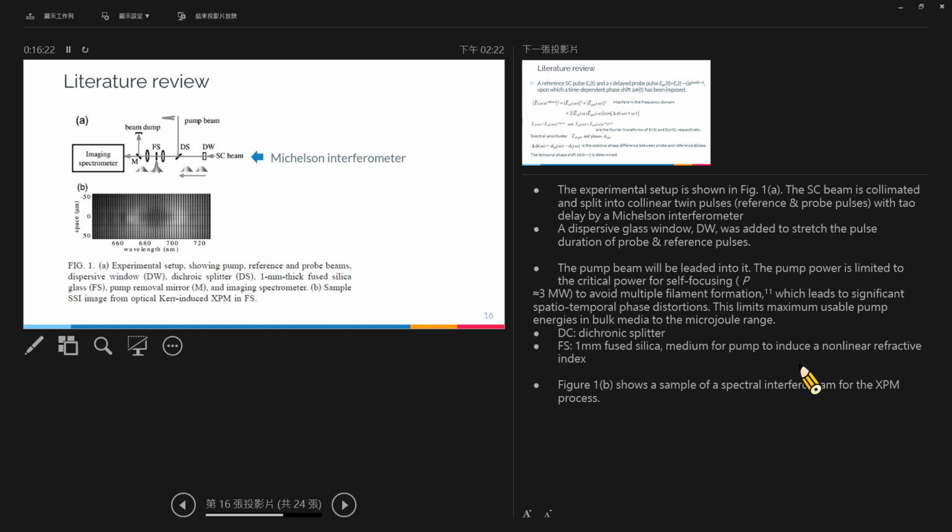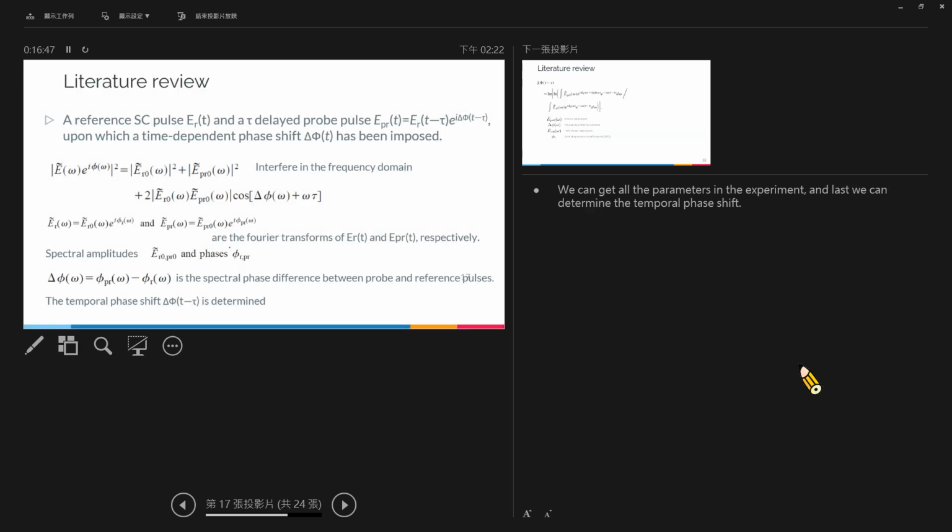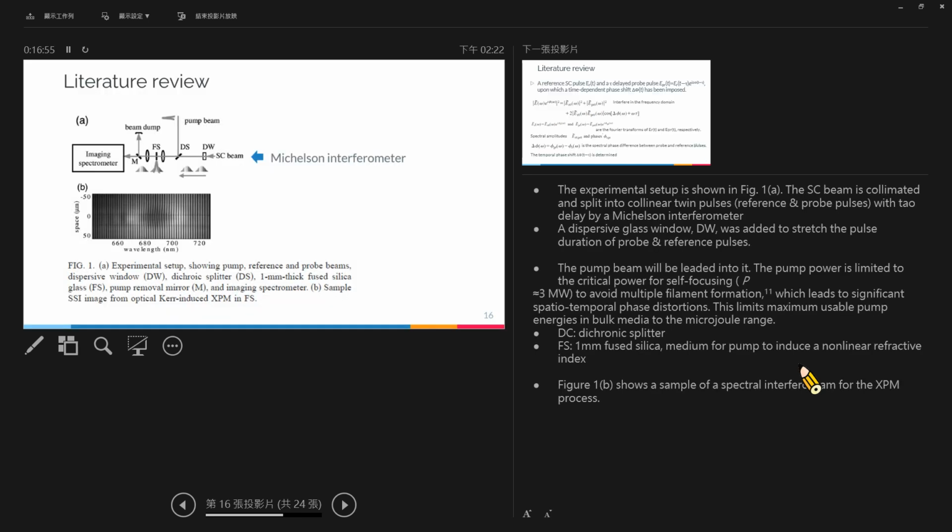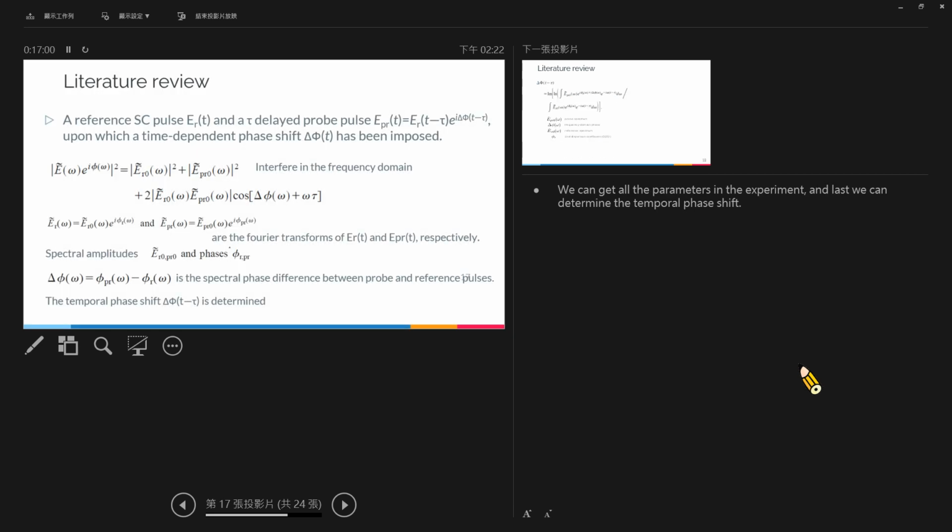Okay, and here is a medium. It can induce a nonlinear refractive index here, and eventually the beams get to the spectrometer. And here is a cross-phase modulation figure. You can see there is some distortion in this interference fringe. So we want to extract the information from this XPM cross-phase modulation figure. So we will get some parameters.